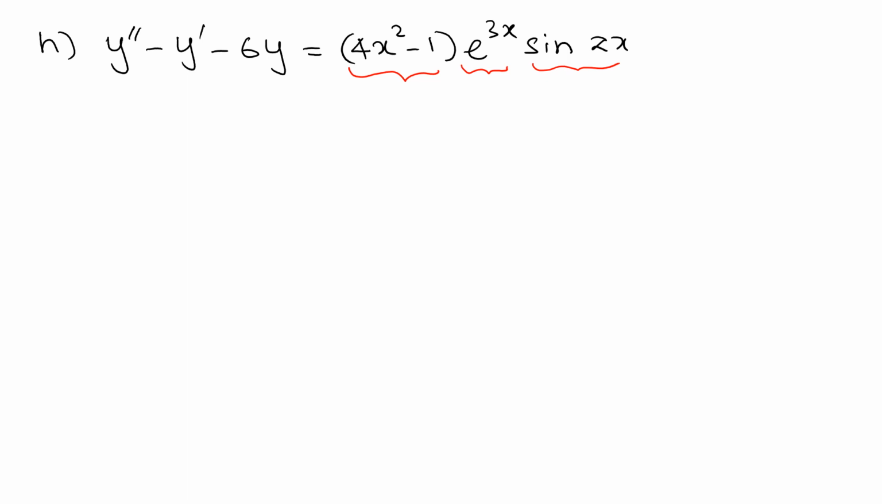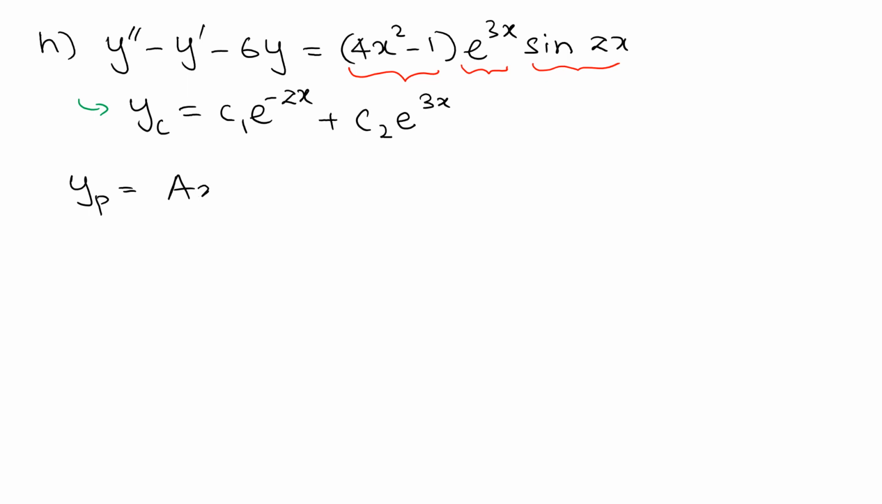And again, we have the same yc. So let's start writing yp term by term. From the first one, the polynomial part, you get a x squared plus bx plus c. Even though you don't have an x term, you still need to write the x term in this one, because when you take the derivative, the power is going to go down. So that first part is done.